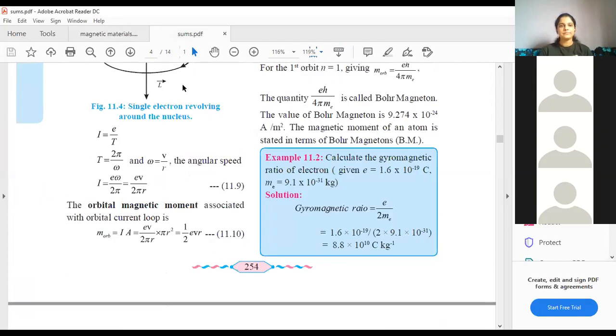Okay, fine. Just a minute. Next, gyromagnetic ratio, Bohr magneton. In fact, gyromagnetic ratio, I think so. Just a minute, I closed the PDF only.